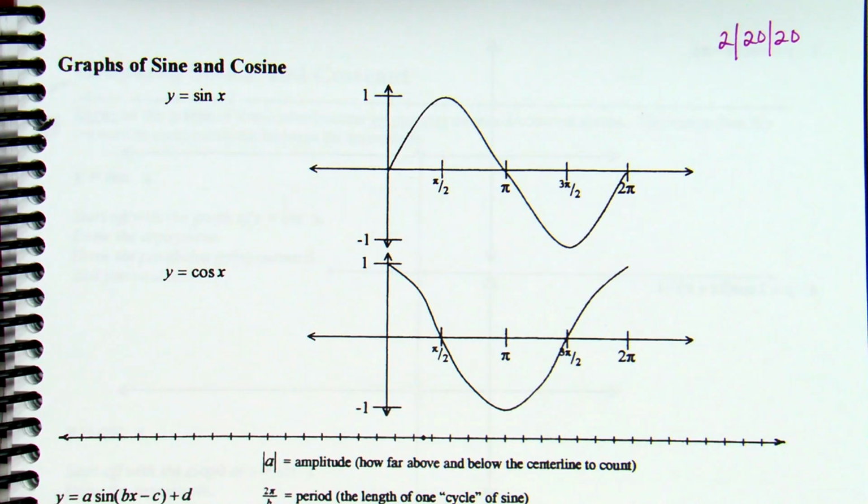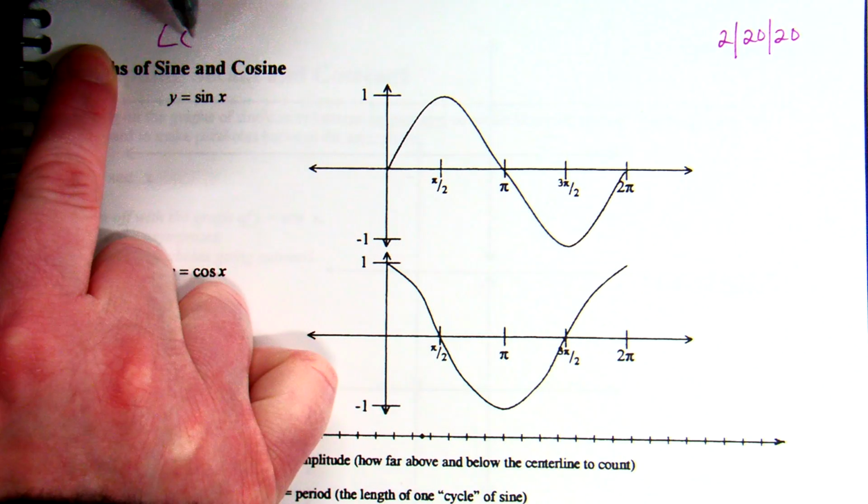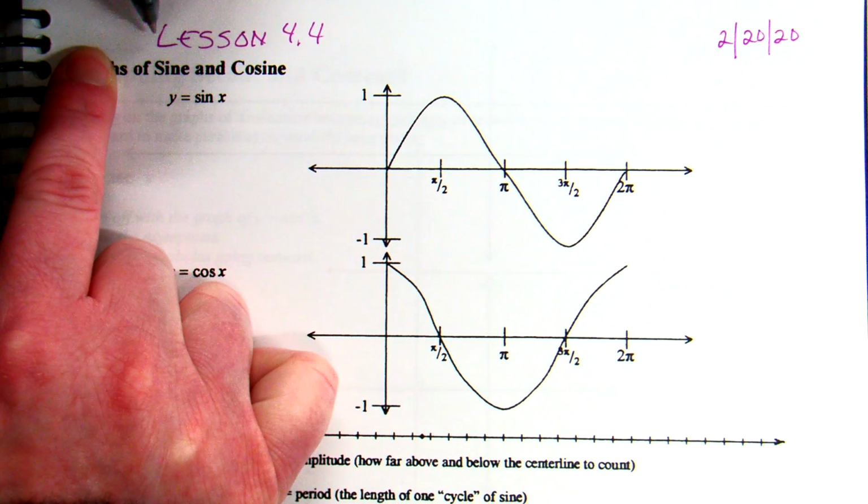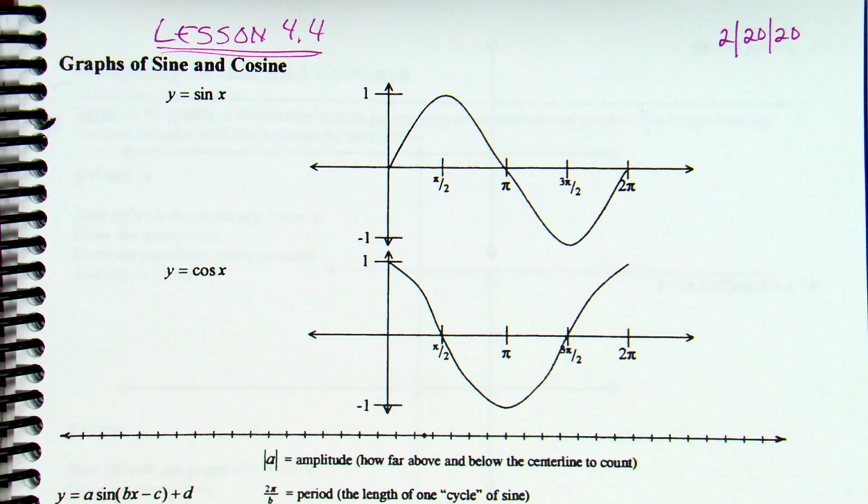Officially, this says graphs of sine and cosine. If you want to know officially where we are according to the book, we are in lesson 4.4. So if you get confused, if you get curious, and you start going to the book looking for help, you're going to want to go to lesson 4.4.